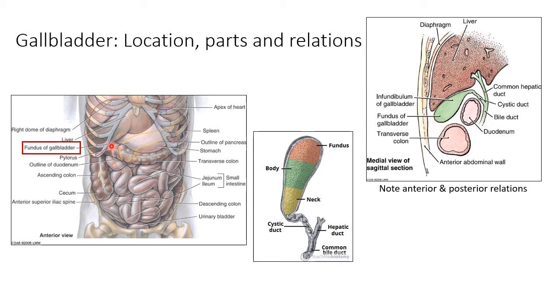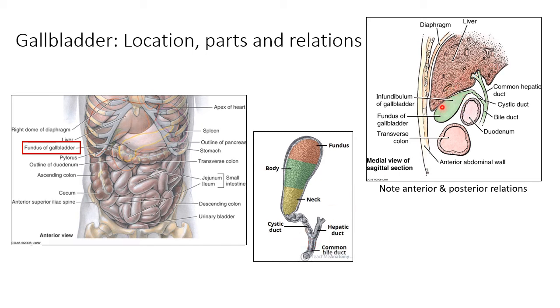The fundus of the gallbladder is always found at the level of the ninth costal cartilage. So this is the 10th rib, this is the 9th rib, this is the 9th costal cartilage, and the fundus of the gallbladder corresponds with the right 9th costal cartilage. The parts of the gallbladder include the fundus, the body, and the neck, and then from the neck there is a cystic duct that conveys the bile into the common bile duct.